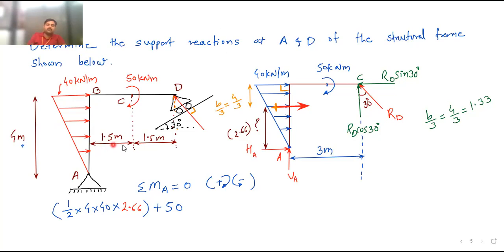Why is it 3 meter? Because this is 1.5, and this is also 1.5. From this point to this point, 1.5. From here to here, it is also 1.5. So the total is 3 meter. This is the distance. So it will be RD cos 30 into 3 about this point.